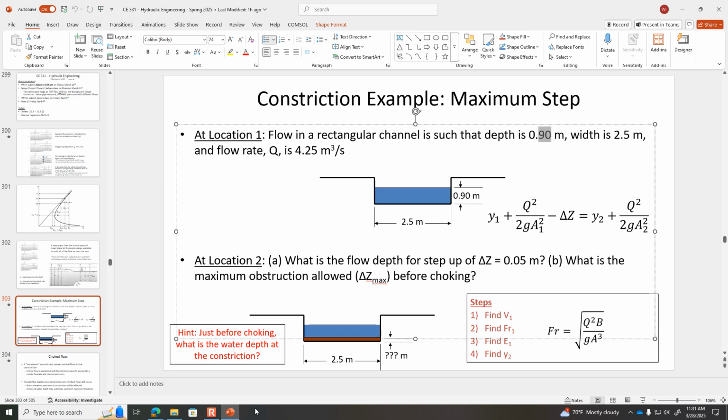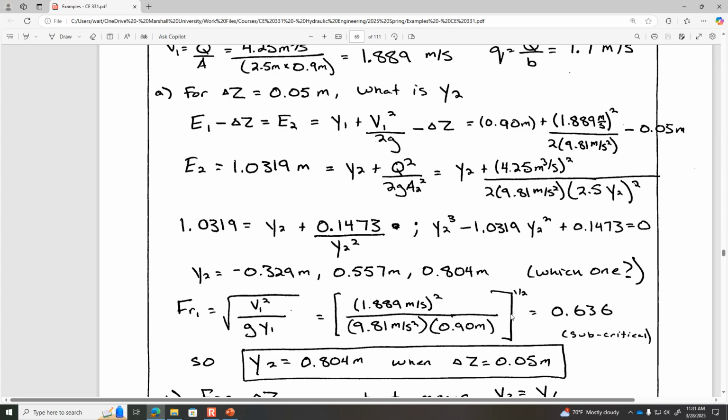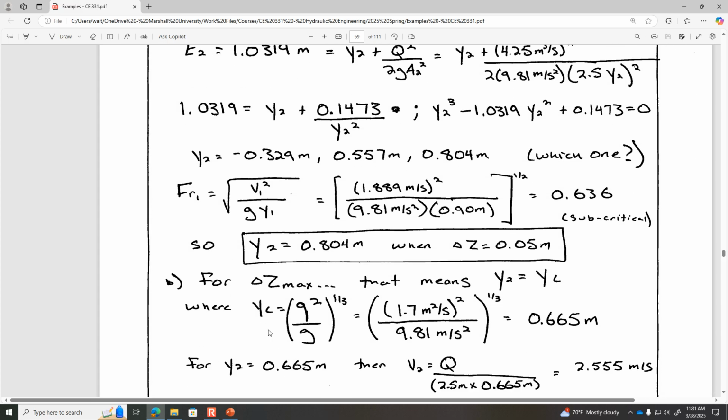So now, delta z max is the unknown, but we're substituting in the critical depth for y2. Let me show you what that looks like. The critical depth for this rectangular channel we can find using this equation. Now what's the warning I've given you with this equation, which utilizes the flow per unit width? What's the caution here?